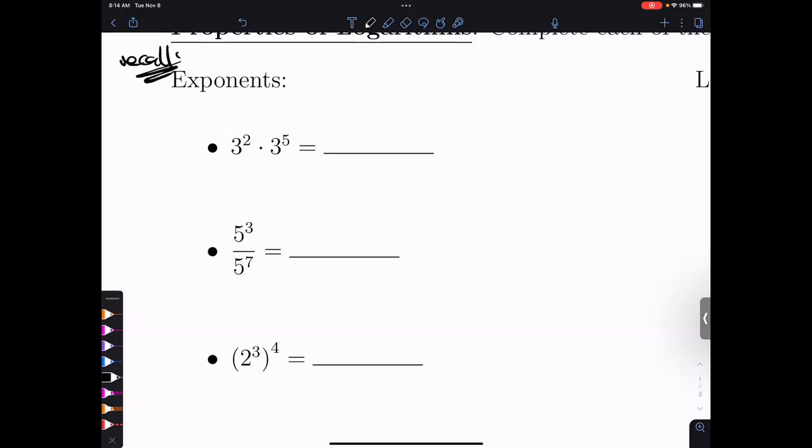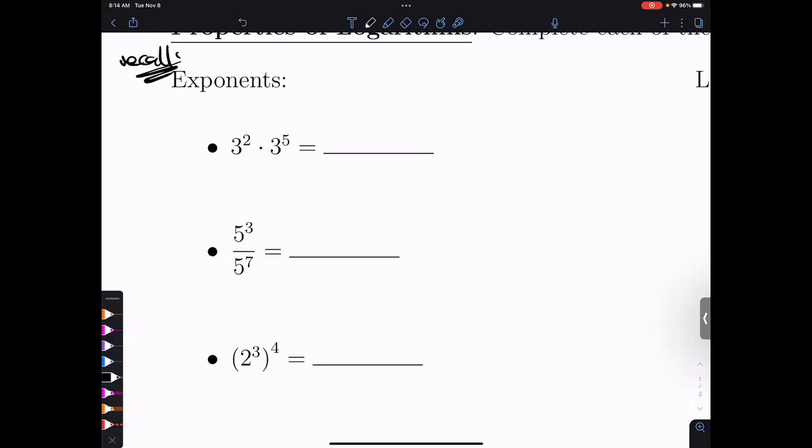3 squared is just shorthand for what? 3 times 3, right? And 3 to the 5th is shorthand for 3 times 3 times 3 times 3 times 3, right? Okay, so you have 3 squared times 3 to the 5th. How many 3's do you have?